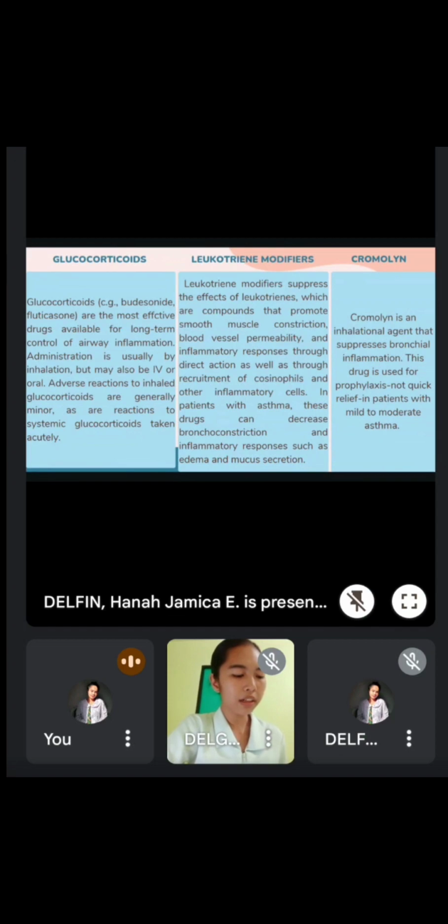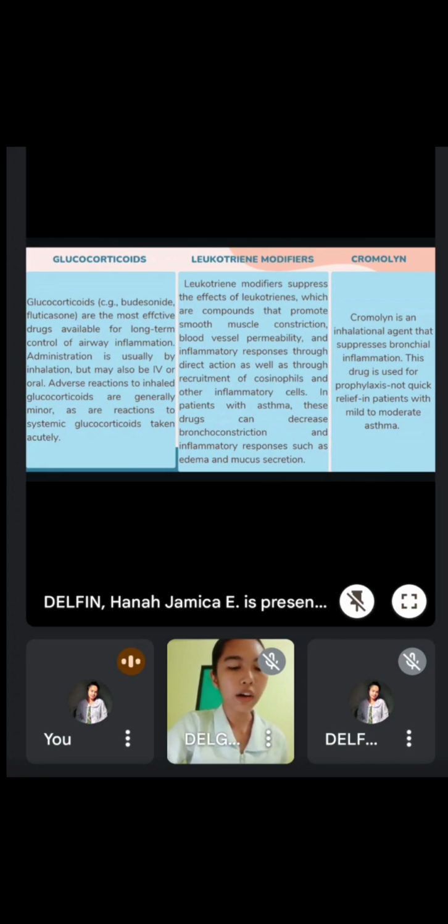The adverse effects of inhaled glucocorticoids. These preparations are largely devoid of serious toxicity, even when used in high doses. The most serious concern is adrenal suppression. The most common adverse effects are oropharyngeal candidiasis and dysphonia, or hoarseness and speaking difficulty.